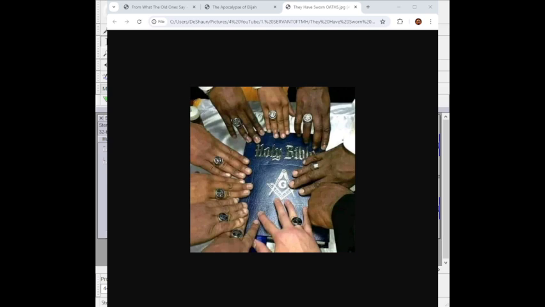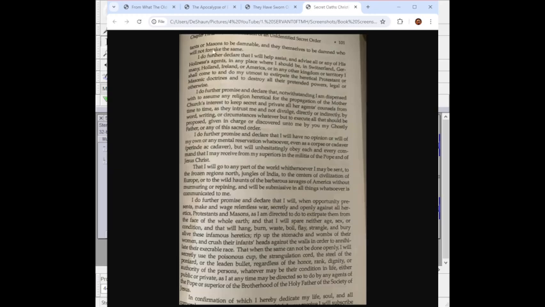Let me prove what I say about the secret oaths. Now, let's see. Secret oaths Christians, popes, priests, and or their flunkies have to take. I don't know exactly what book this comes from. I did not take a notation of that, but it is a screenshot from a book that I gathered. So, let's see.